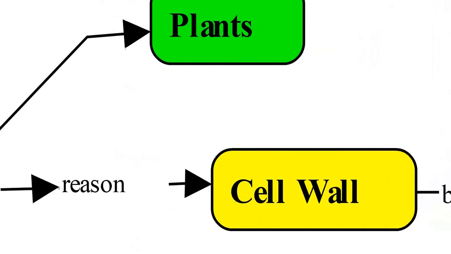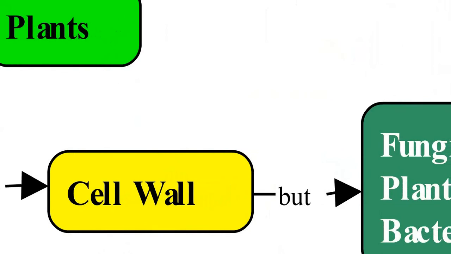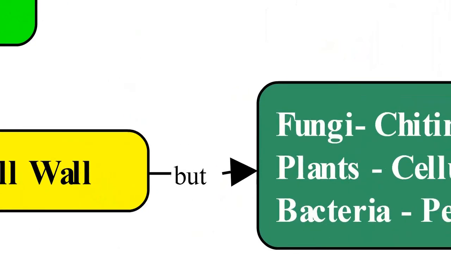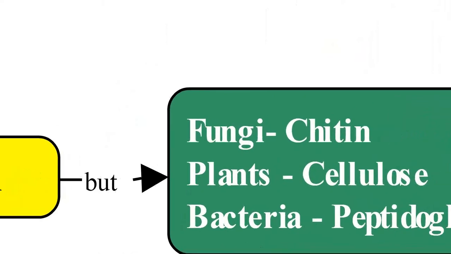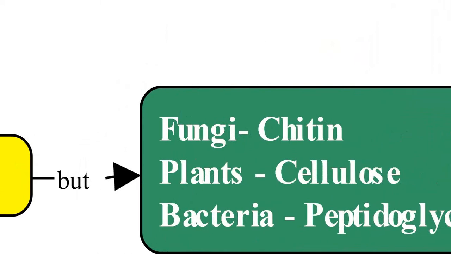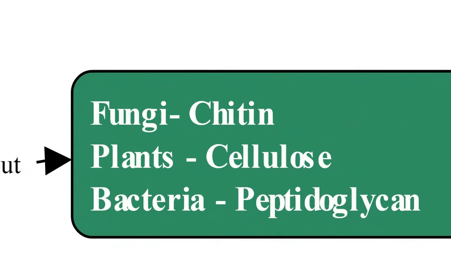But later the scientific community realized that the composition of the cell wall is different in different organisms. For example, in the case of fungi, it is made of chitin. In the case of plants, it is made of cellulose. And in the case of bacteria, the cell wall is made of peptidoglycan.